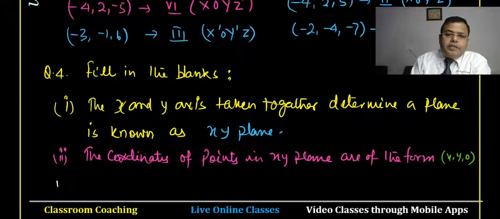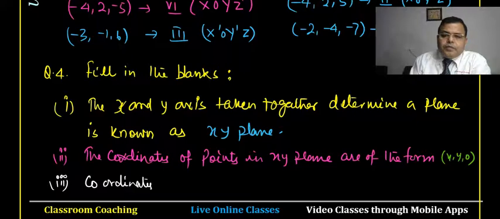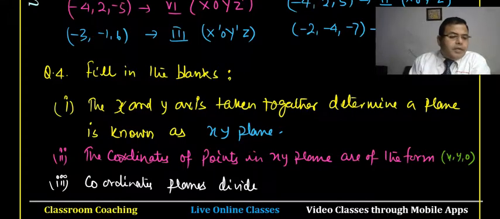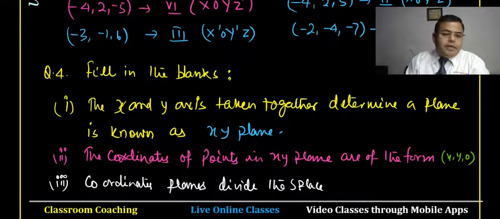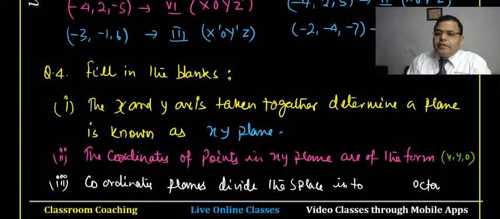Now the next point is the third. Coordinate planes divide the space into octants. How many octants? So that is 8 octants, right? So these are all the questions given in this exercise. I hope you understood it.